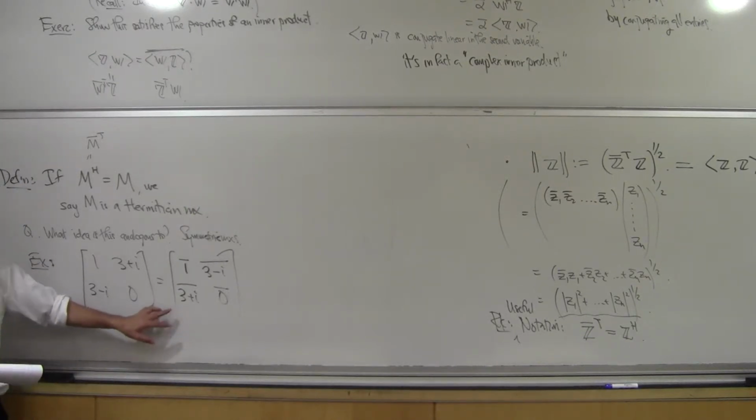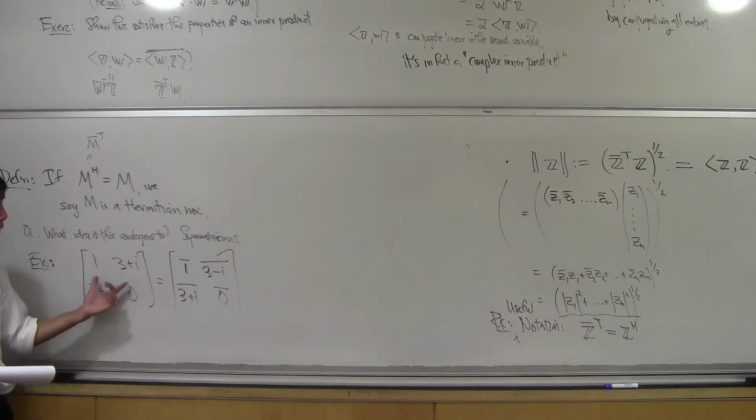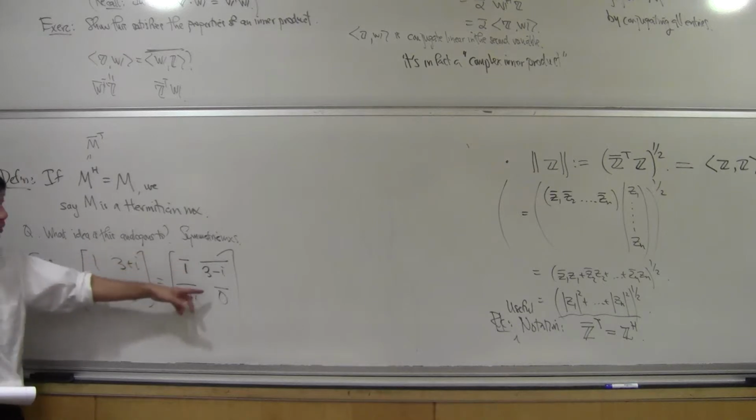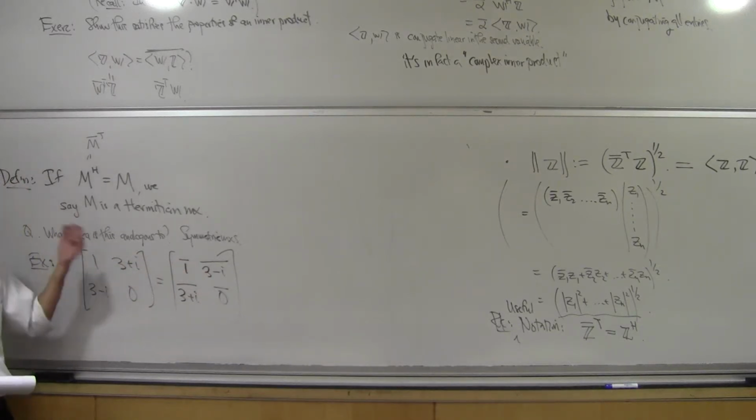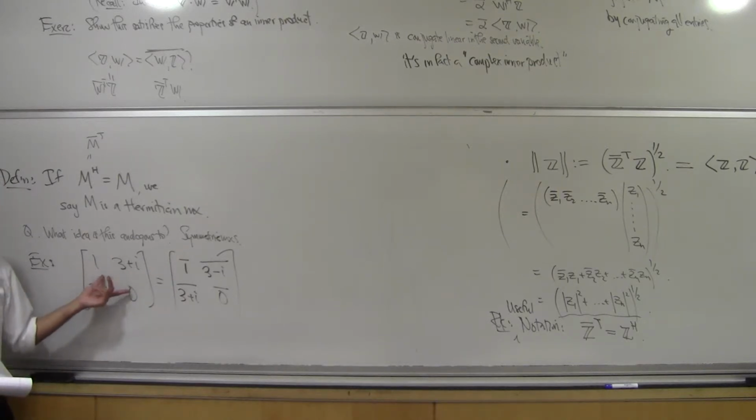Okay, did everybody see that? Everybody see that this is a Hermitian matrix, right? Because when you transpose it and you conjugate it, you end up with the same matrix. And what do you notice about the diagonal elements? They must all be real, because they have to be equal to their conjugates. So the diagonal elements are real.